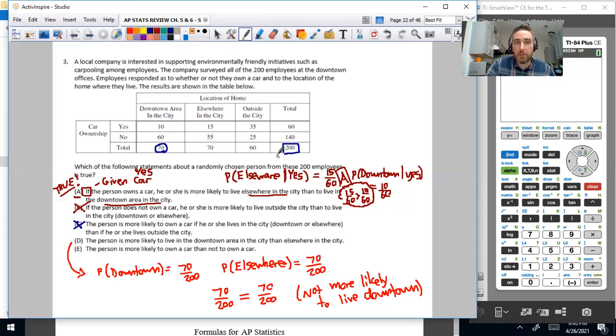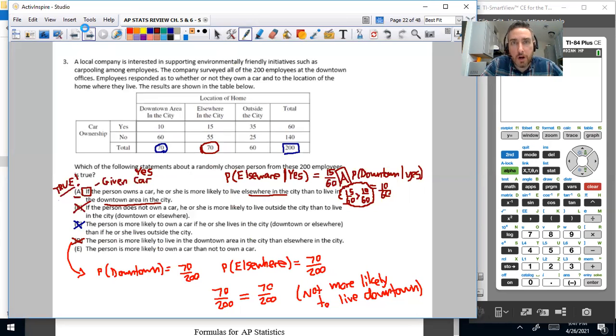So if you pick a random person, the probability that person's going to live in the downtown area is 70 out of 200. Now let's look at elsewhere in the city. Elsewhere in the city is going to be also 70 out of 200. It's the same numerator, so not one of those is more likely than the other. So that's not true. The person is not more likely to live downtown. In fact, that person is equally likely to live downtown than elsewhere in the city.